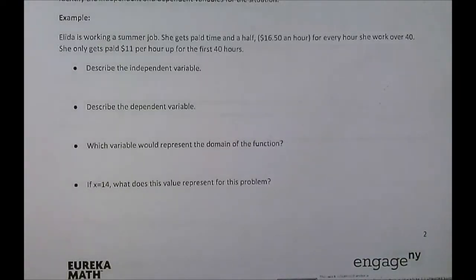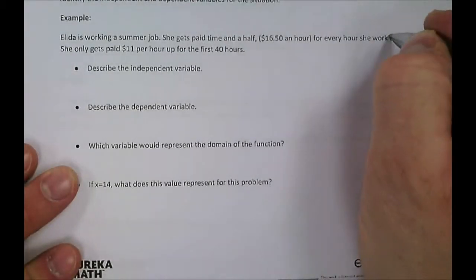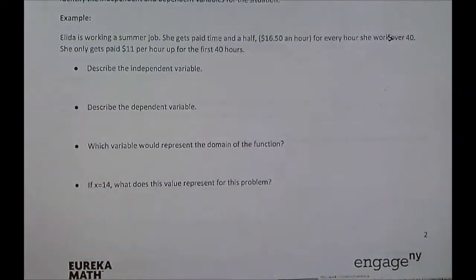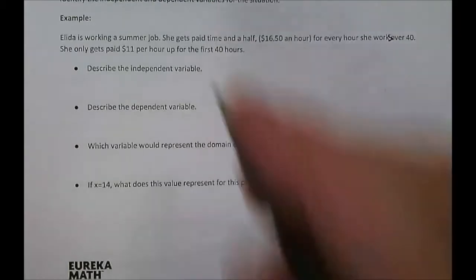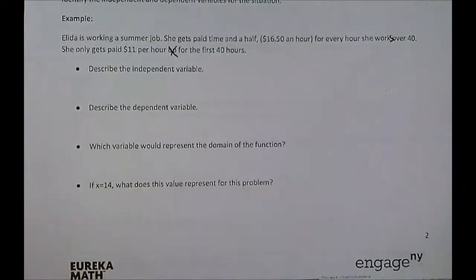We're going to talk about lesson 19, page 2. We're going to work through the word problem example about interpreting the domain in context. Alita is working a summer job. She gets paid time and a half, or $16.50 an hour, for every hour she works over 40. She only gets paid $11 per hour for the first 40 hours.